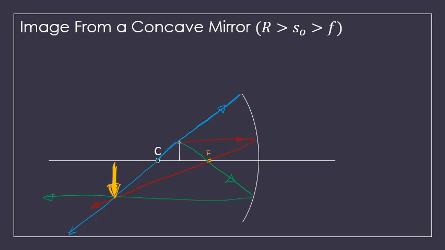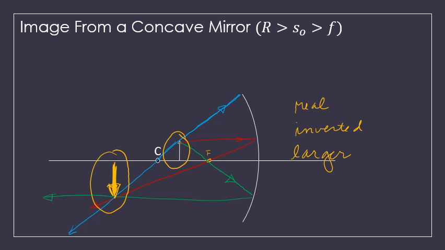And so we can say some things about this image. We can see that it is real. I know that because the reflected rays actually cross. And I know that it is inverted because it's pointing down and my object was pointing up. It is also larger, or enlarged, whichever way you'd like to say that. Here's my object, and I can measure it with my ruler, and my image, when I measure it, is going to be taller. So I have a real, inverted, larger image.